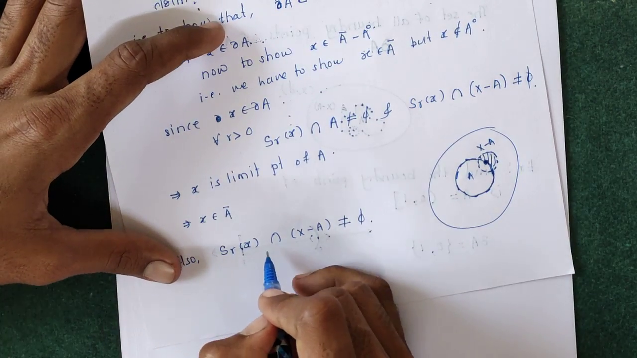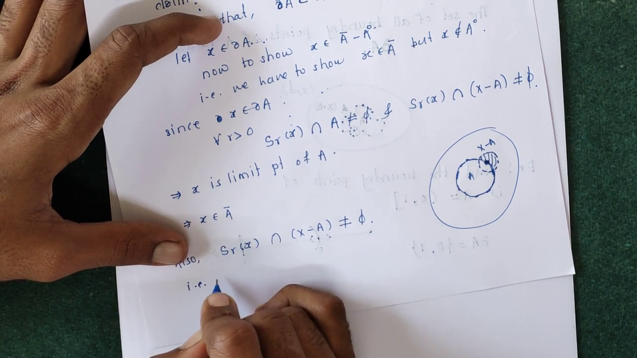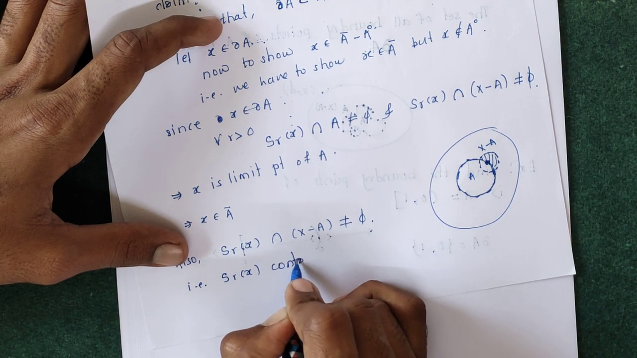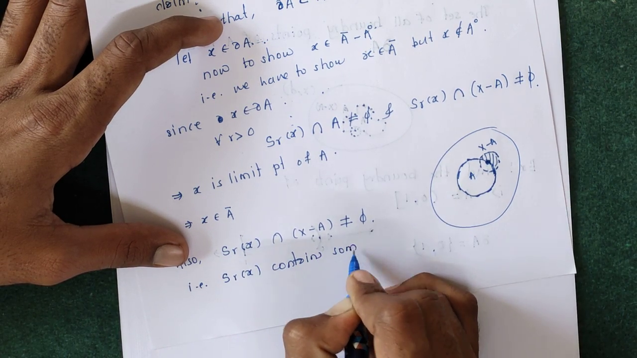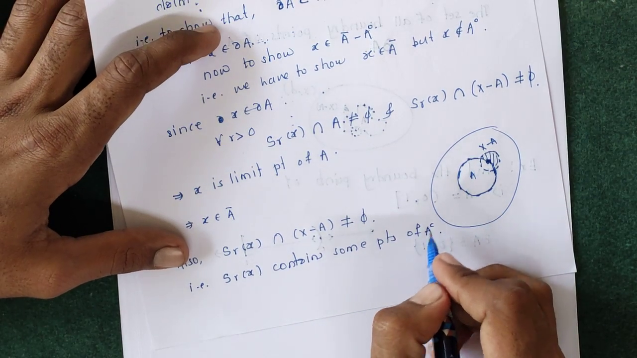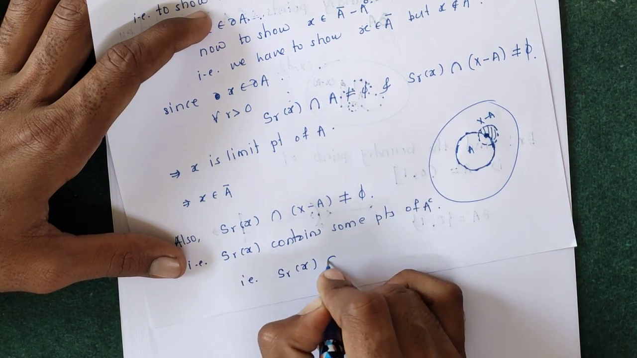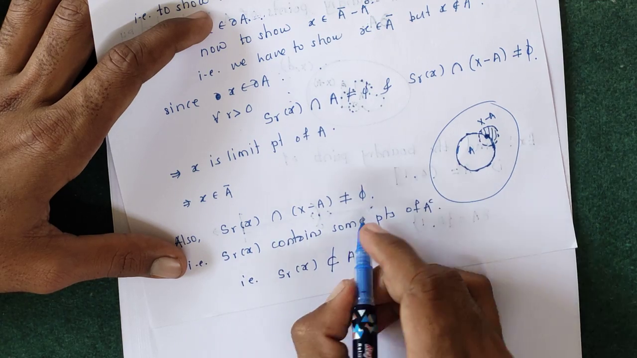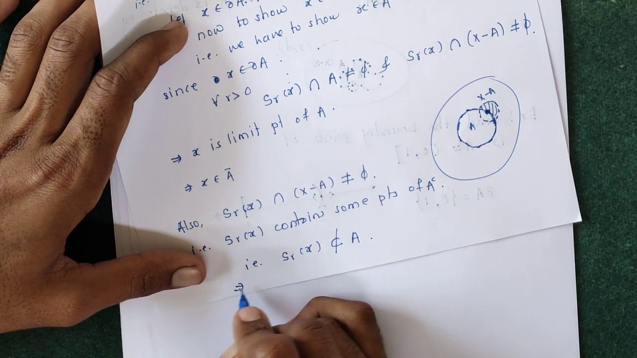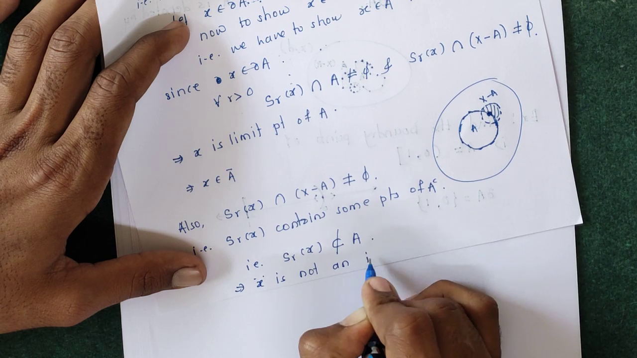So S_R(x) intersection with X minus A is non-empty, that is, this S_R(x) contains some points of A complement. That is, our S_R(x) does not totally lie in A, that is, x is not an interior point of A.